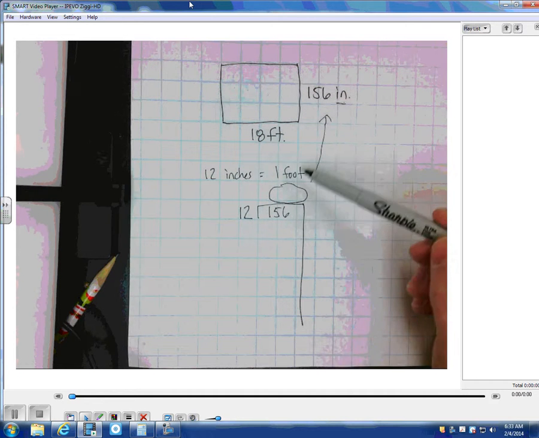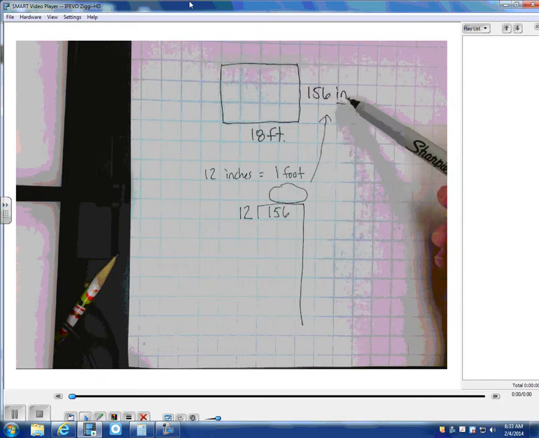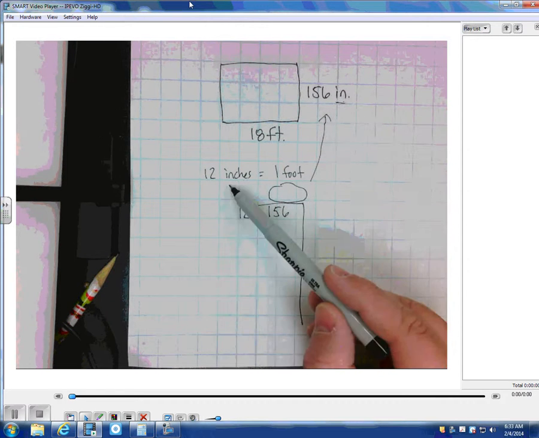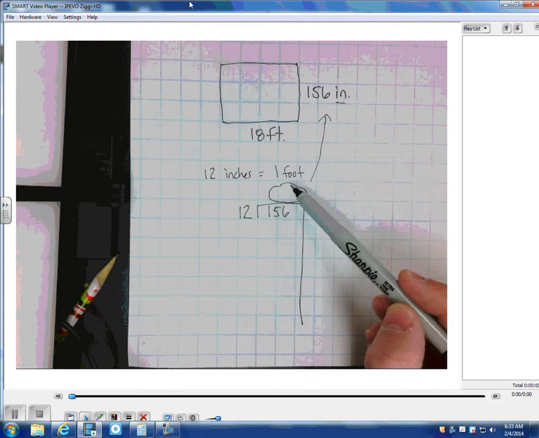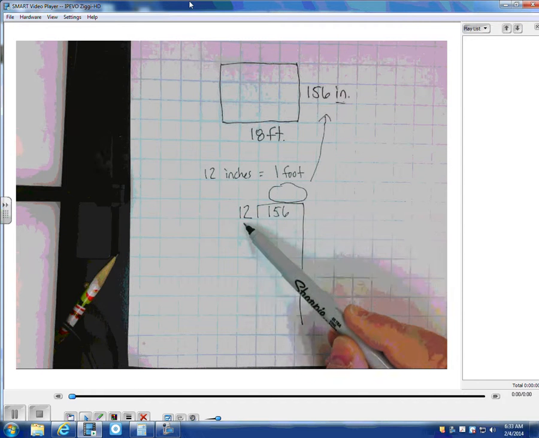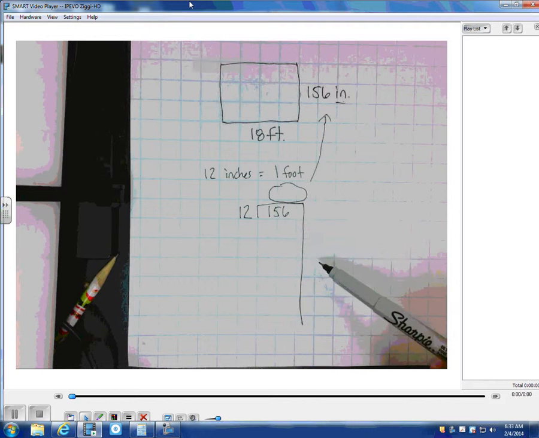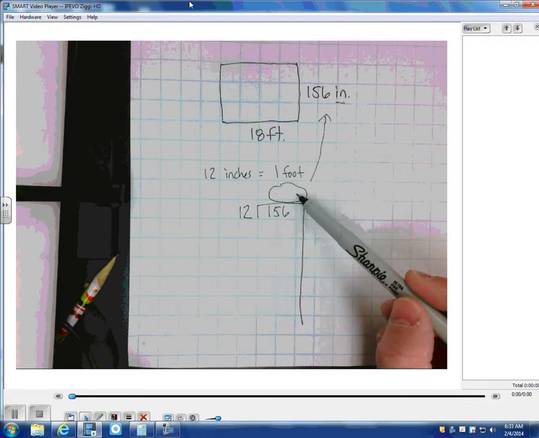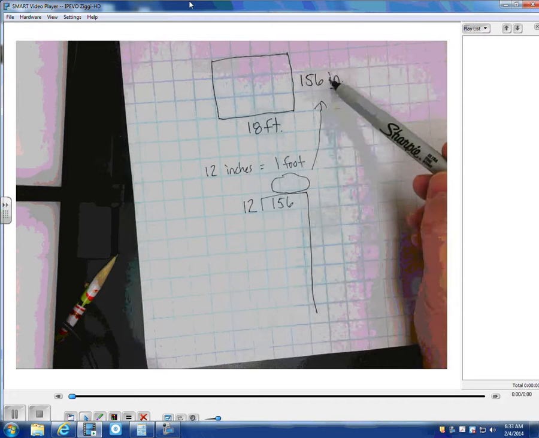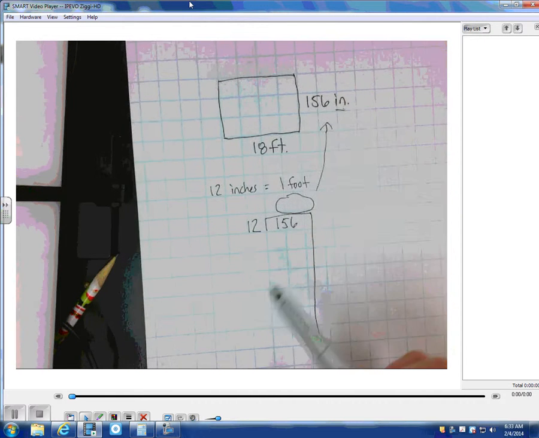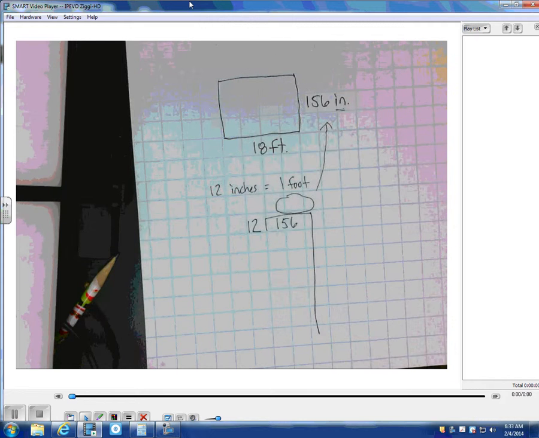So again, you have to convert inches to feet, so we're dealing with the same units. In order to do that, 12 inches equals 1 foot. So I need to find out how many feet are in 156 inches. Once I do that division, you would then replace that answer here, and then you would multiply the two numbers. Okay, so that's number 7.